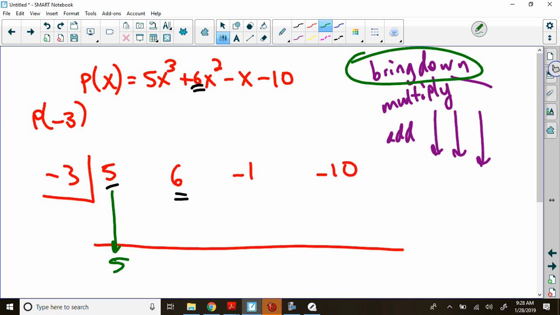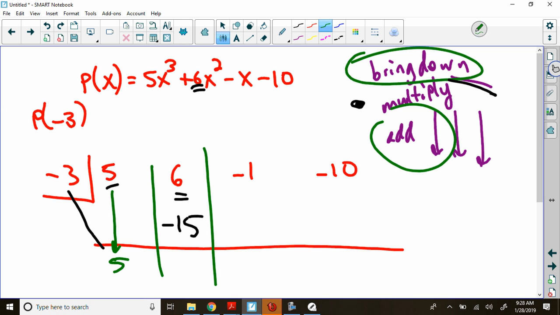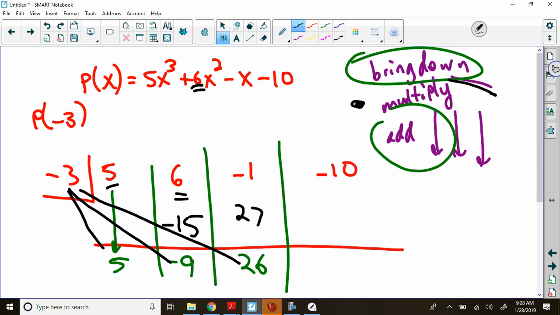And then the next thing I'm going to do is multiply in a diagonal fashion. I'm going to multiply this -3 by that 5. What is -3 times 5? It's -15. And then I said I'm going to be adding vertically. So write down this column, -15 plus 6. What's that? -9. Then I'm going to multiply diagonally again. -3 times -9. That's 27. And I'm adding down the column, -1 plus 27. 26.